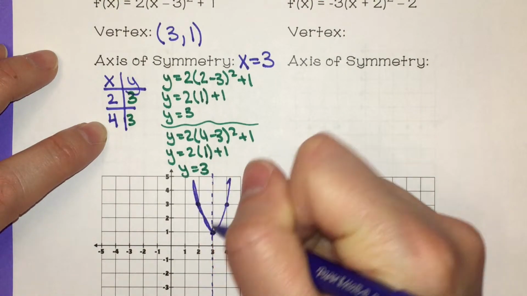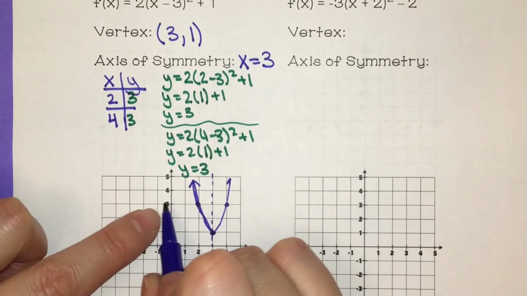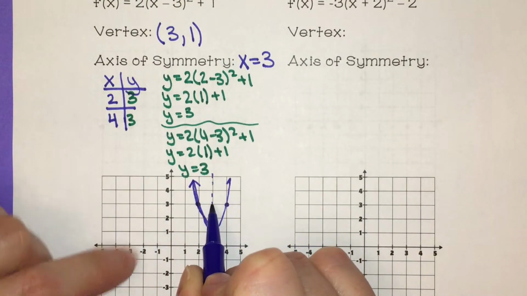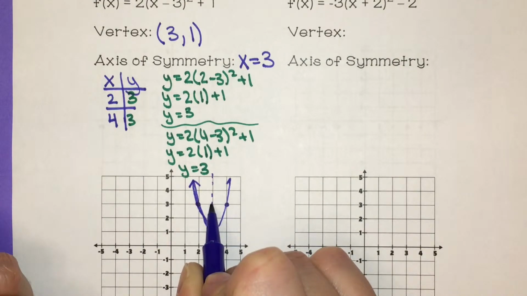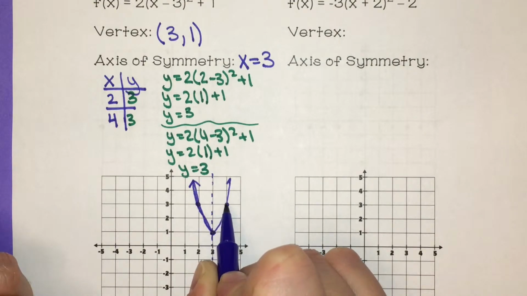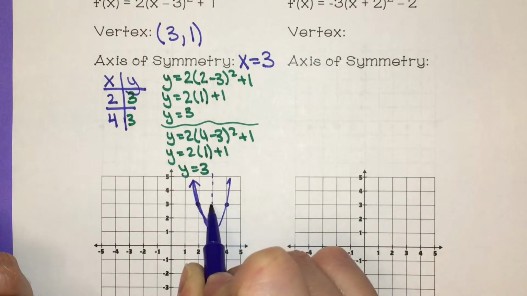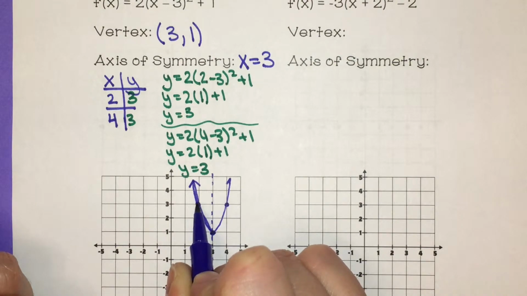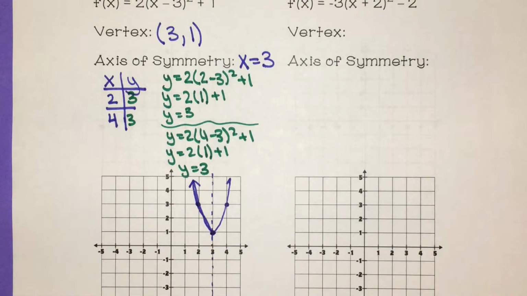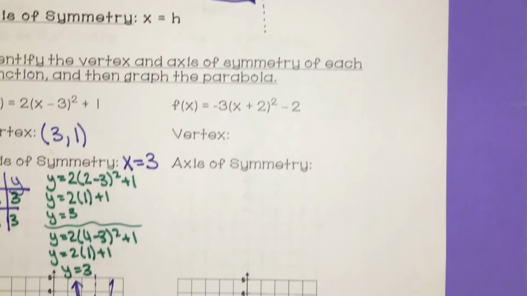Oh, that was a little crooked. All right, so where the y value is 3, if you go from the axis of symmetry to the right of your graph onto your graph, it's 1 unit away. And if you go from the line of symmetry to the left towards the graph, it's also 1 unit away. So the graph stays the same distance away on either side of that axis of symmetry. All right, let's try another one.